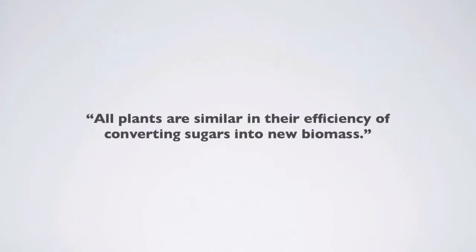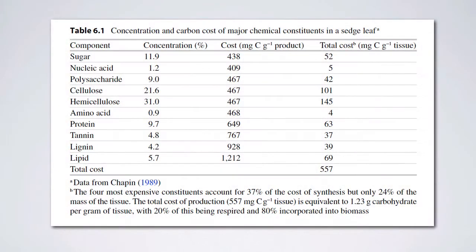Now, all plants are similar in their efficiency of converting sugars into new biomass. So there aren't large differences among species in how much energy it takes to make new biomass. When we go and assess the cost of producing biomass, a physiologist or a biochemist would do it this way.